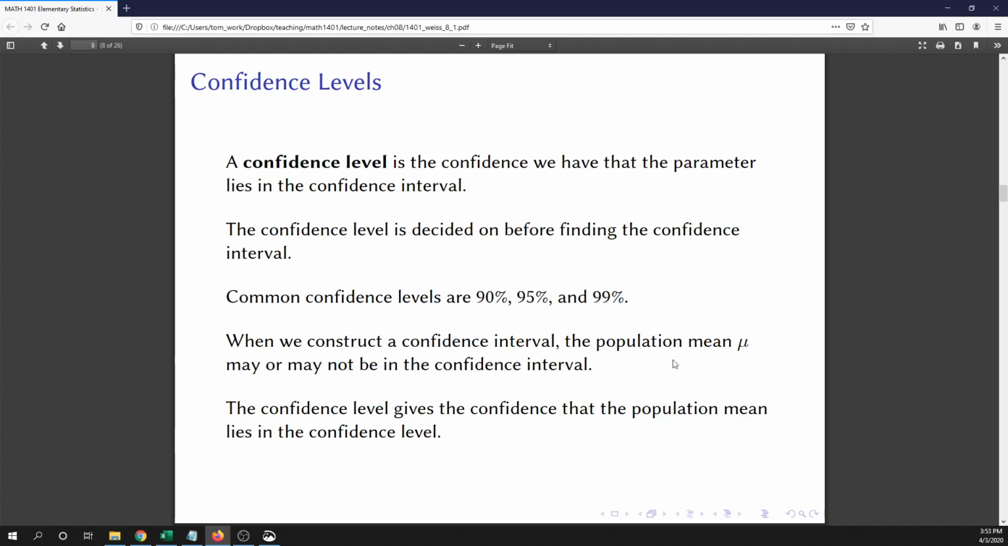Again, it's not guaranteed that the population parameter, right, lies in the confidence interval, but when we have these confidence levels attached to that, this will give us the probability that our population parameter lies in that confidence interval.